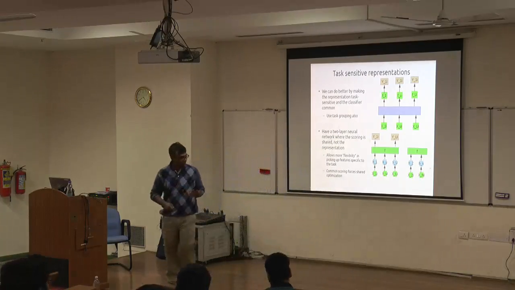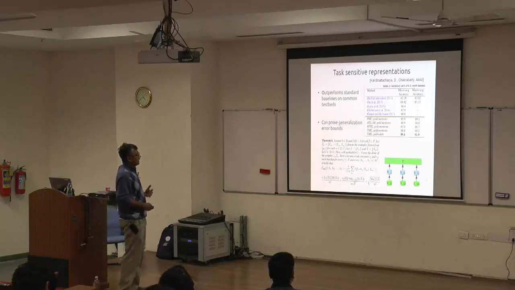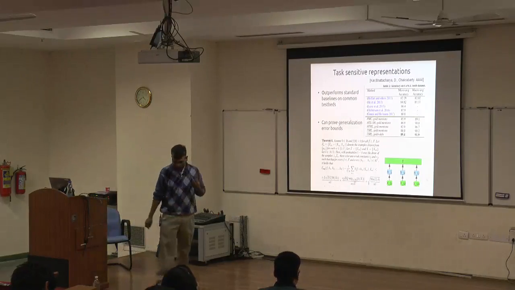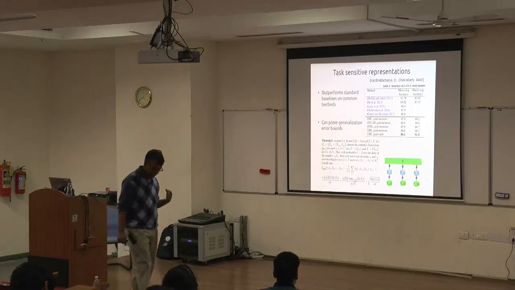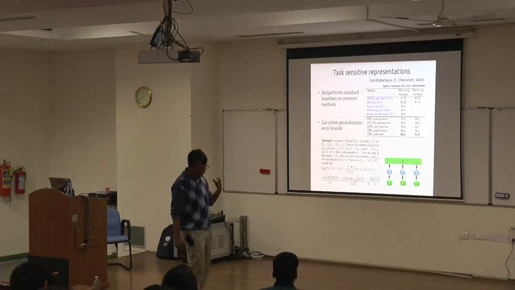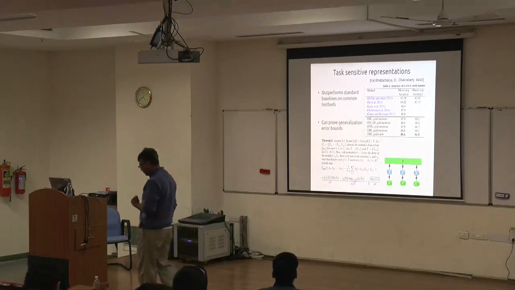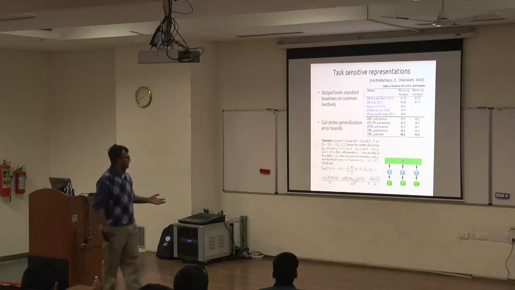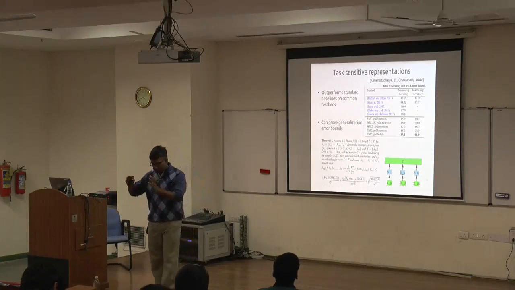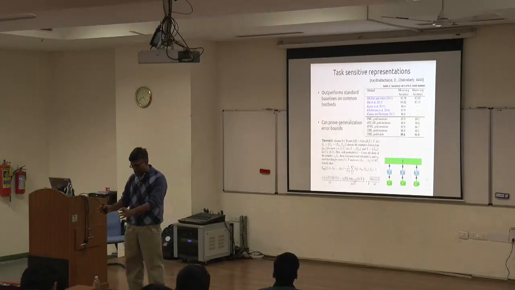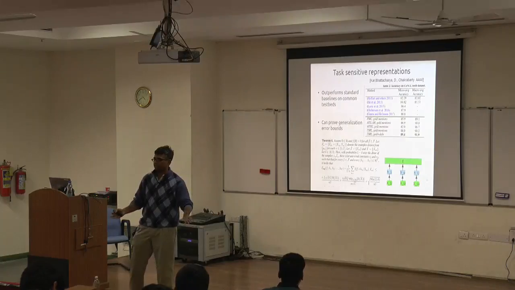So this is recent work. We call this task-specific representation learning. It turns out that rather than proving the random projection kind of statements, which say that the pairwise distances are preserved, we can prove generalization bounds, right? A generalization error bound says that if you get this much error on the training set, what is the extra error that you expect on the test set? This is the generalization error.